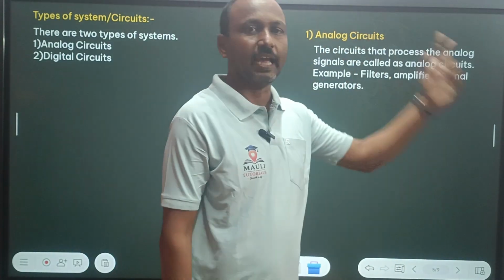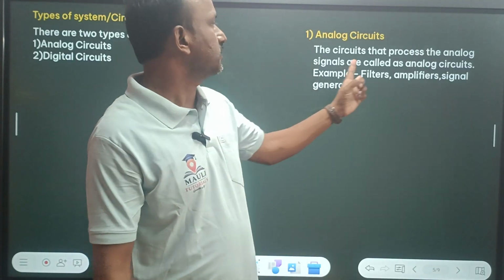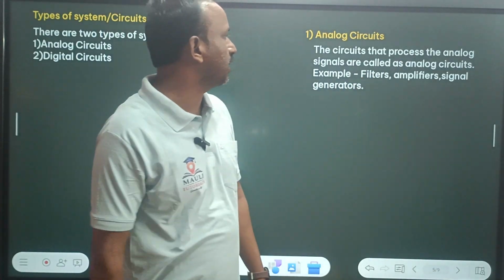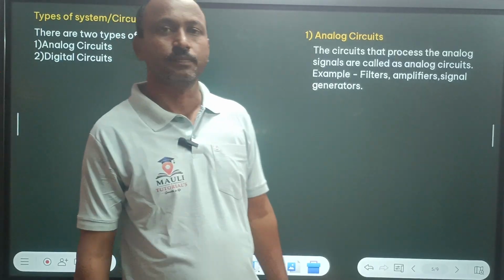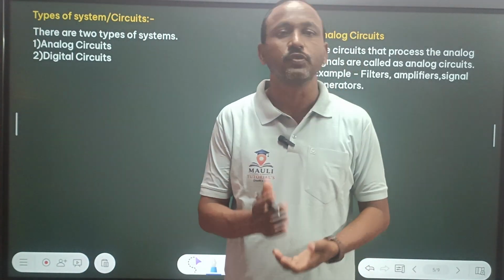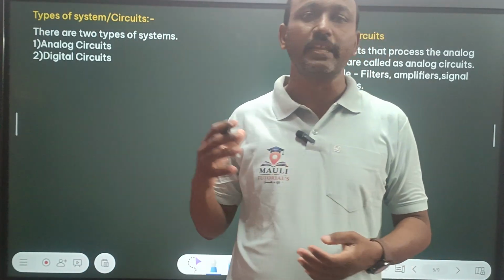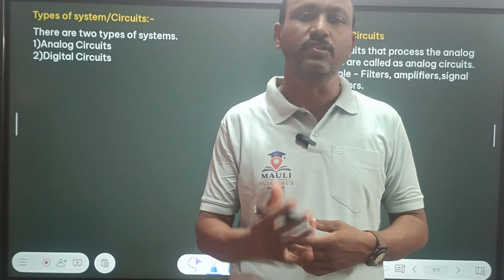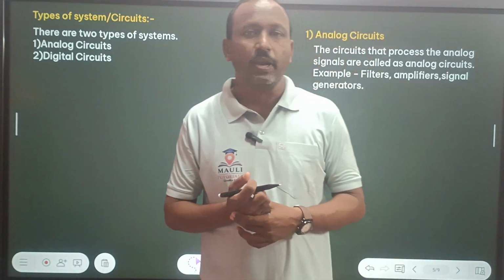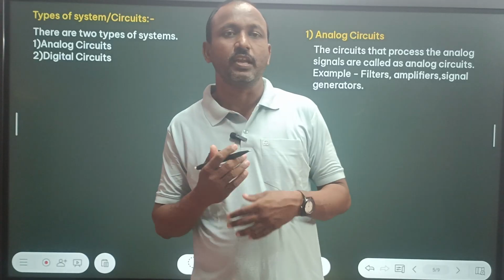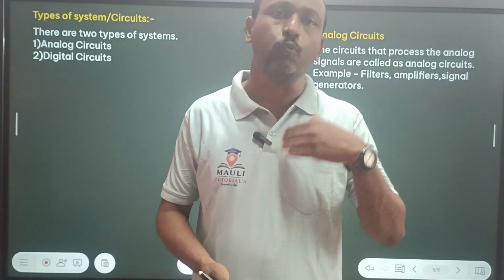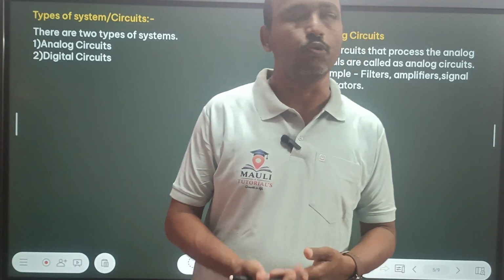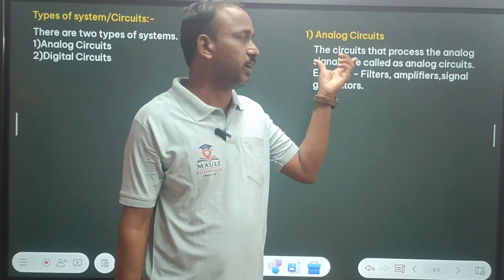The first one is analog circuit. The circuits that process analog signals are called analog circuits. When we apply an analog signal as an input to that system, it processes that signal and produces an analog output. Those circuits are called analog circuits.